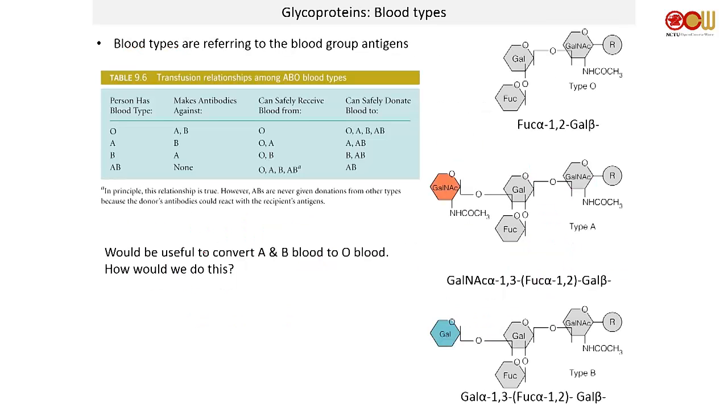Glycoprotein. Blood types. Asian people love to use blood type to predict your personality, but that's not scientific at all. But that's not the point.